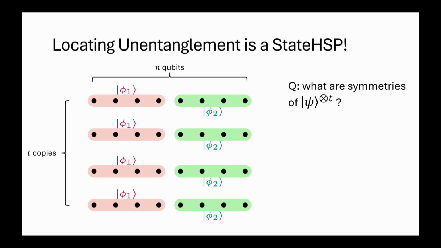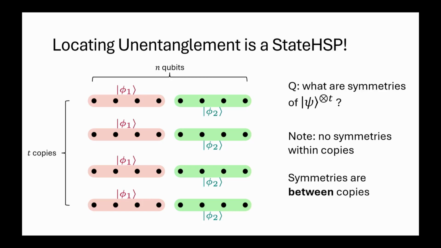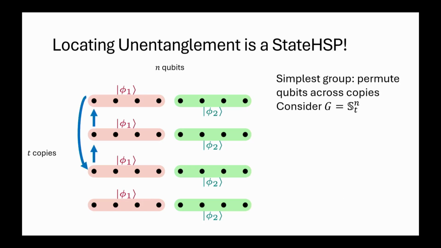Okay. And the question we're going to ask is, what are the symmetries of the state psi tensor t? Well, we know nothing about phi1 and phi2 other than the fact that they're somehow internally entangled. So in general, there are no symmetries of the state within the copies. Like permuting the qubits, say, within phi1, there are no non-trivial symmetries there. The symmetries that exist in psi tensor t are all symmetries that exist between the different t copies. So let me give you an example.